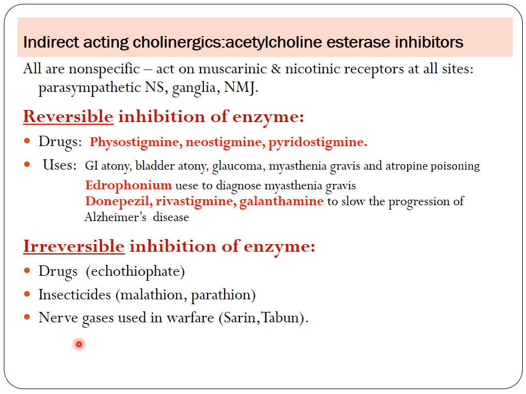In the irreversible ones, we have also nerve gases, for example, sarin. This has been used during the chemical attack in Halabja, which caused stimulation of the parasympathetic and caused so many deaths.